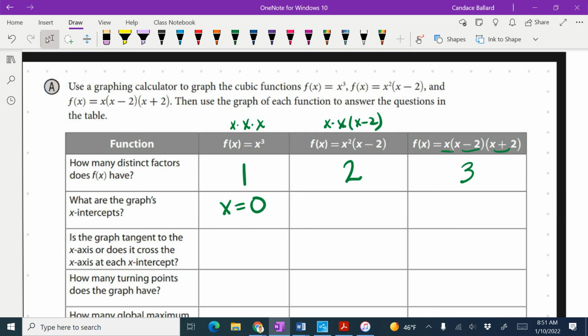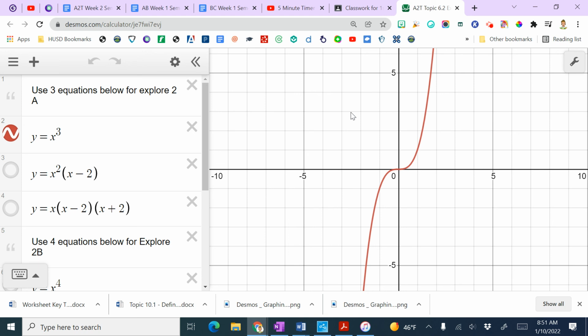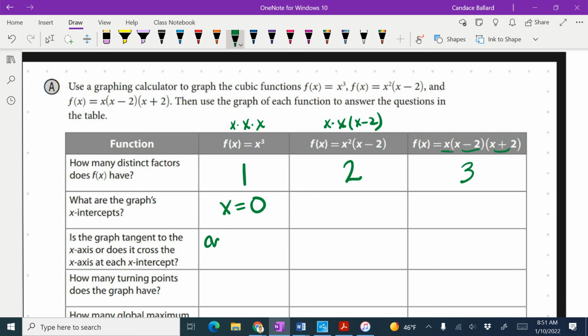All right. It asks, is the graph tangent to the x-axis, or does it cross the x-axis at each x-intercept? So tangent means, and we'll see hopefully one that's tangent here in a minute, it's going to bounce off, whereas crosses means it goes through it. So is it tangent or does it cross? It crosses. Good. All right, so it crosses at x equals 0. No, it doesn't look like it, but it does say crosses.